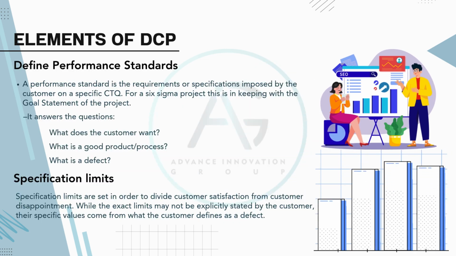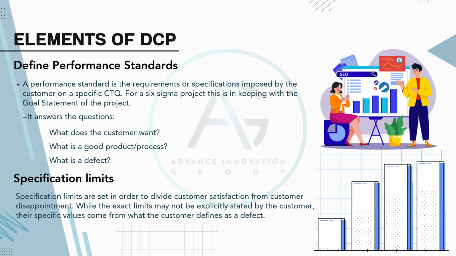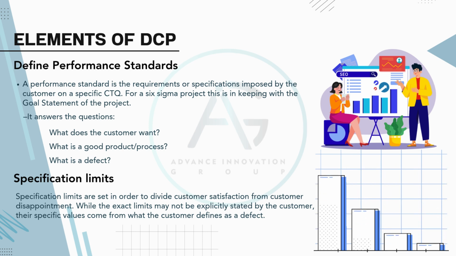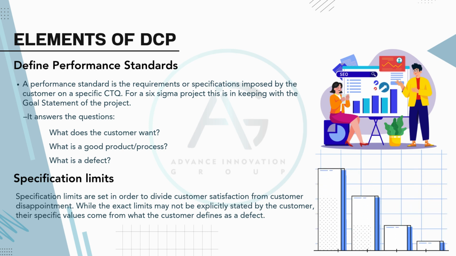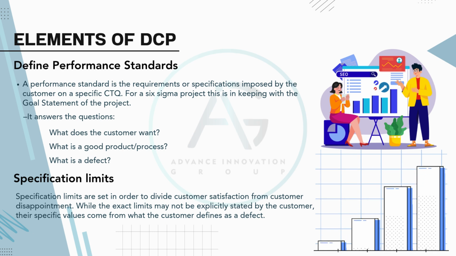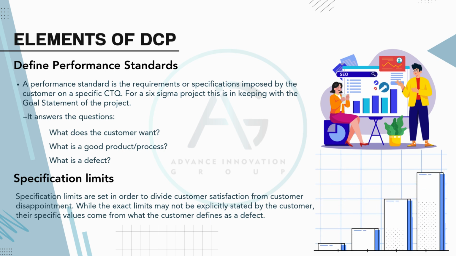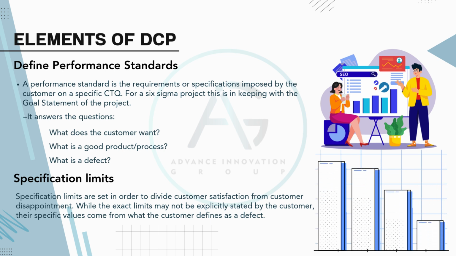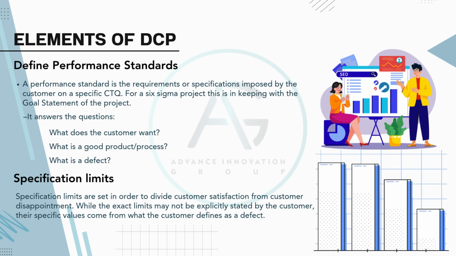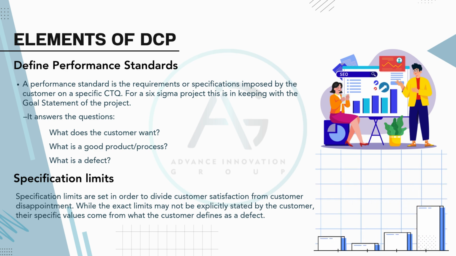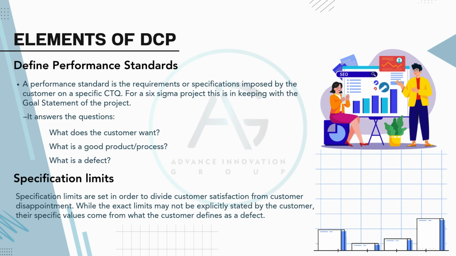This slide introduces two critical components of a data collection plan: performance standards and specification limits. Let's start with performance standards. These are the expectations or specifications defined by the customer for a specific CTQ characteristic. In the context of a Six Sigma project, these standards must align with the goal statement. They help answer three key questions. What does the customer want? What defines a good product or process? What should be considered a defect? By answering these, the team can clearly understand how the process should perform and where the bar is set.